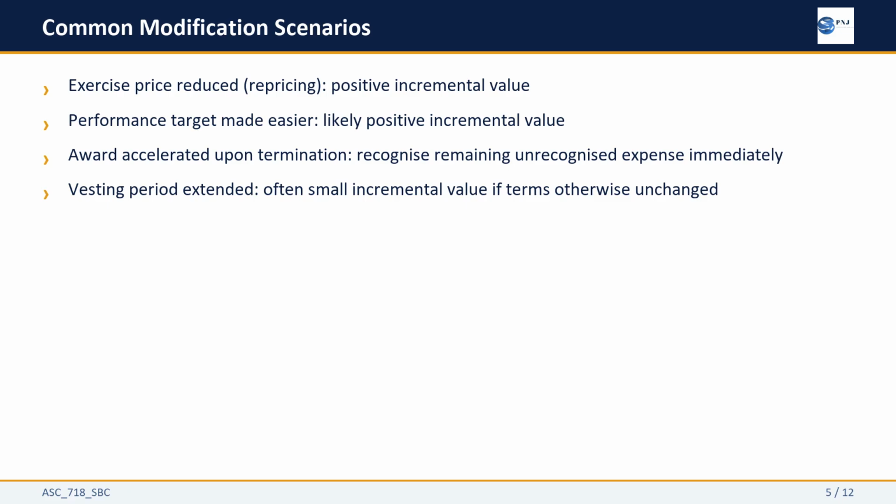Termination acceleration is perhaps the most frequent modification in practice. When a senior employee departs and their unvested awards are accelerated as part of a severance package, any unrecognized expense for those awards must be recognized immediately on the modification date.